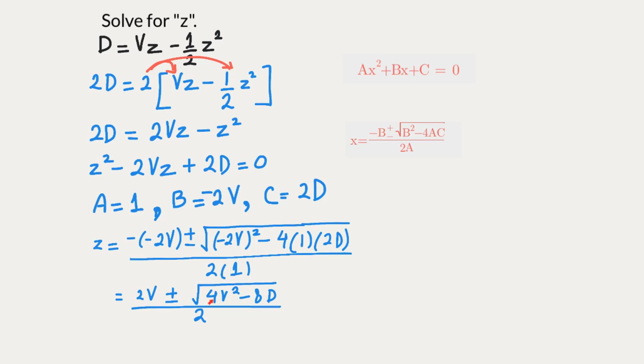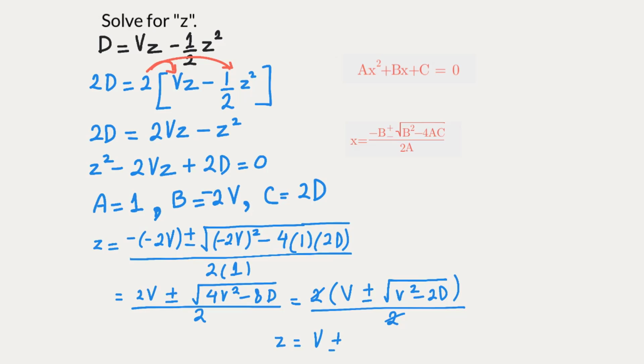We can factor out 4 from here, and since it is under a square root, when we factor it out of the square root, it will be written as 2. 2 times v plus minus under root of v square minus 2d whole divided by 2. This 2 and 2 get cancelled out and we are left with z equals v plus minus under root v square minus 2d, and this is the solution of our equation.